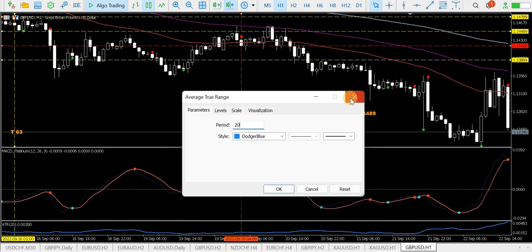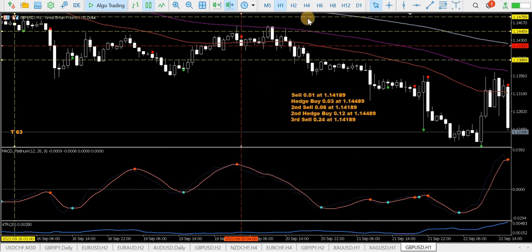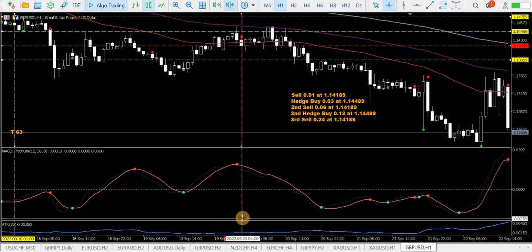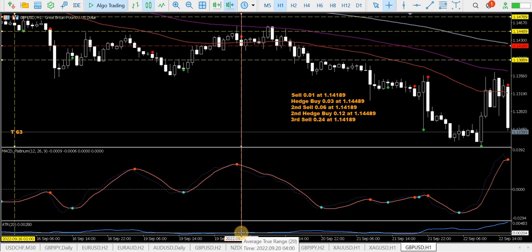So it's 20 ATR. Now, all I'm doing is on the signal candle, just going down and checking the reading on the ATR. Now, you probably can't see. It's probably just out of the screen. It is just out of the screen. All right, I'll tell you what it is. It's 0.00217. So it's basically 21.7 pips. That's the reading on that ATR on the signal candle.